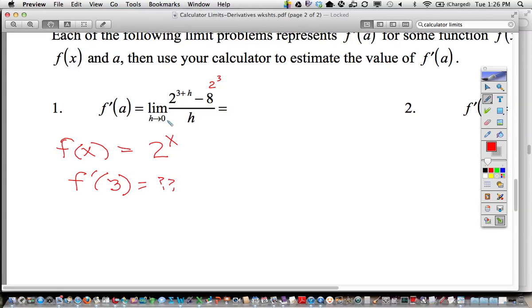So then the next thing I want you to do, it says use your calculator to estimate this value. So in other words, I want you to graph that and see what its values are as its input, h, is getting close to 0. But when we put it on the graph, we have to call that x. So understand the difference between that 0 and that 3 and what they're meaning.